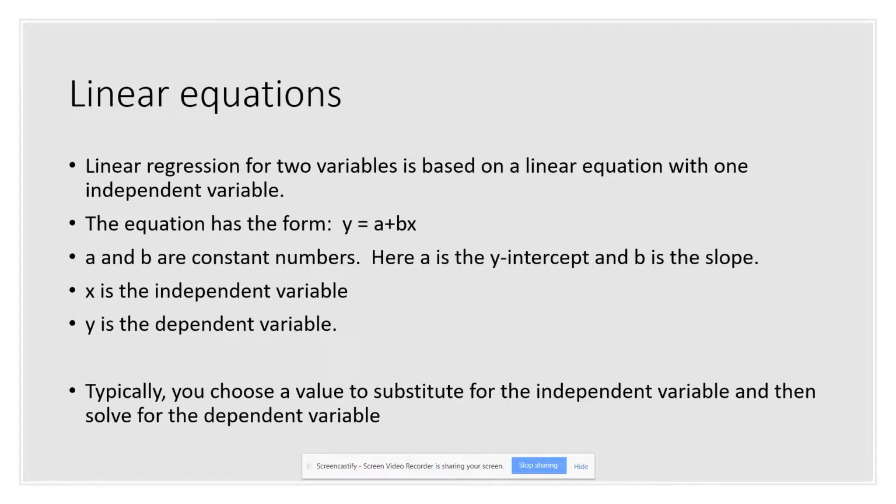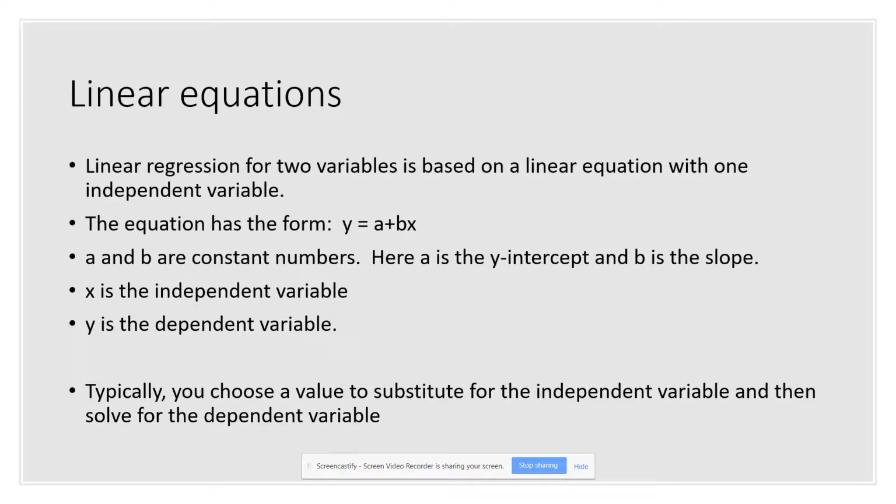Basically, we're doing the same thing, but we're just taking a lot of data that doesn't fit into a straight line and making the best estimate. So, looking at this formula, a and b are constant numbers. In this formula, a is the y-intercept. That means it's where the line crosses the y-axis, and b is the slope. Remember, slope is rise over run, or the change in y over the change in x.